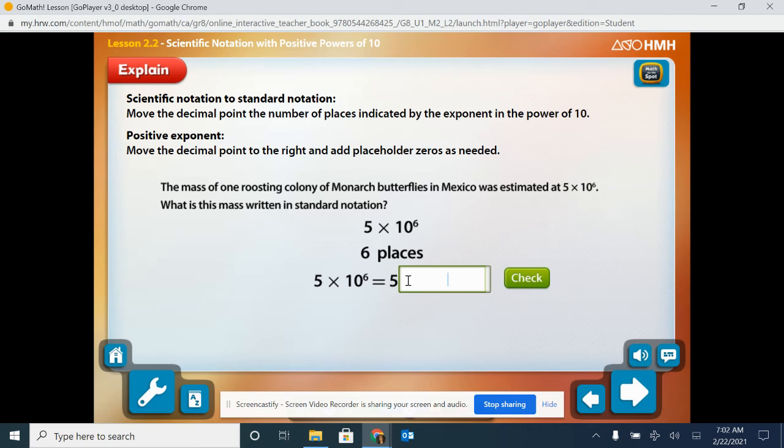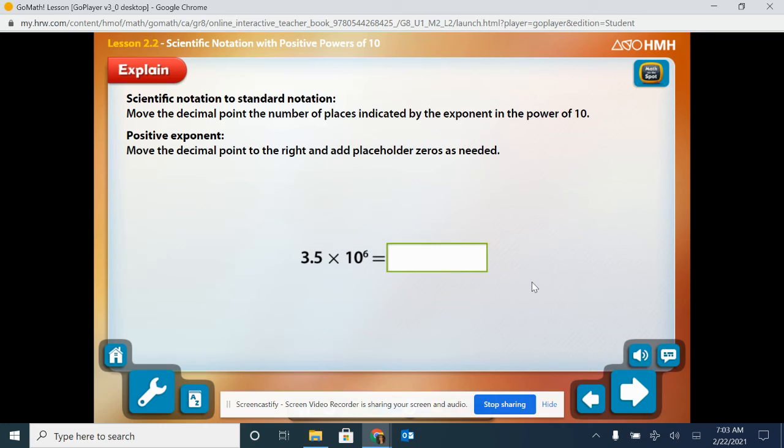Remember, 10 to the 6th power is 10 times 10 times 10 times 10, 6 times. So I'm going to have 6 zeros. So 1, 2, 3, 4, 5, 6 zeros. And then the decimal is going to go at the end, right there. Let me see if I get it right. 5 times 10 to the 6th power is equal to 5 million.